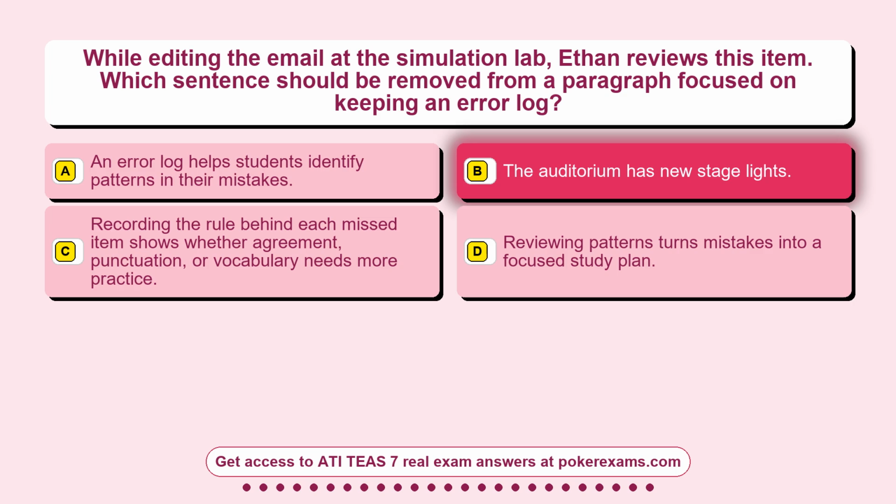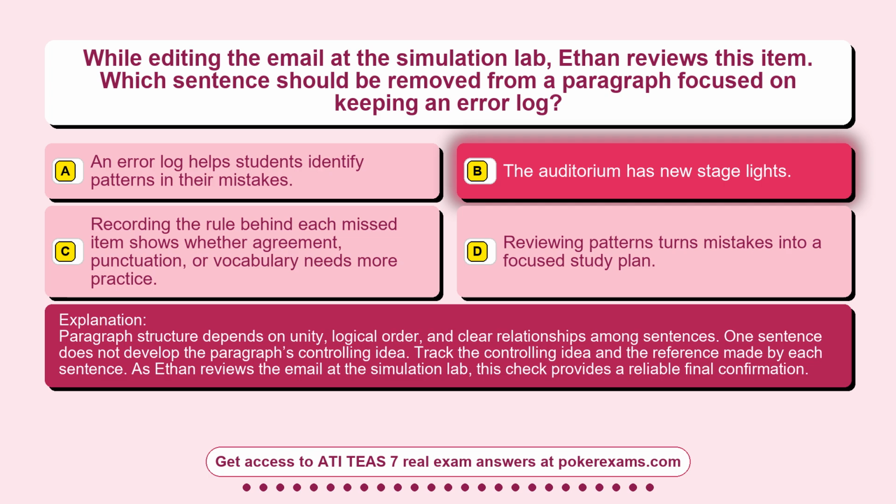The correct answer is option B. The auditorium has new stage lights. Paragraph structure depends on unity, logical order, and clear relationships among sentences. One sentence does not develop the paragraph's controlling idea. Track the controlling idea and the reference made by each sentence. As Ethan reviews the email at the simulation lab, this check provides a reliable final confirmation.